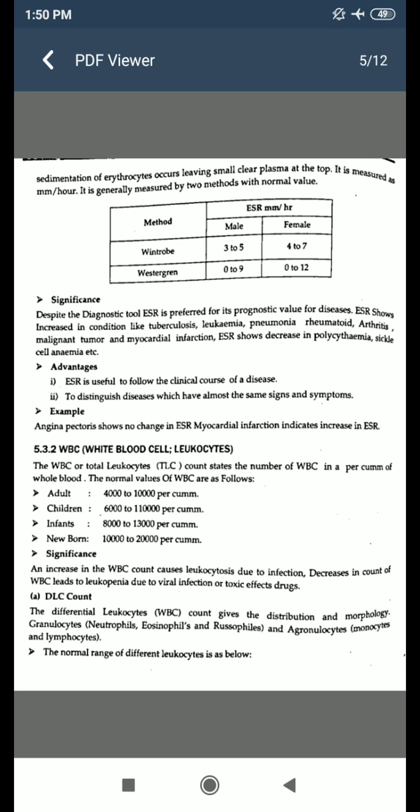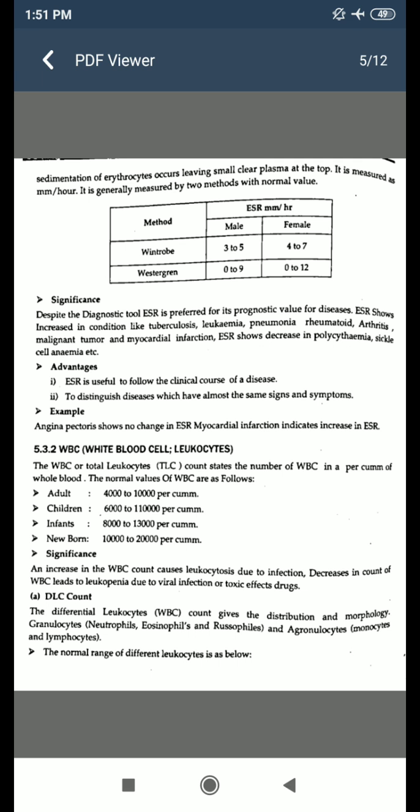11,000 per cumm, infants 8,000 to 13,000 per cumm, and newborn 10,000 to 20,000 per cumm. Then the significance of WBC: an increase in the WBC count causes leukocytosis due to infections. A decrease in the count of WBC leads to leukopenia due to viral infection or toxic effects of drugs.